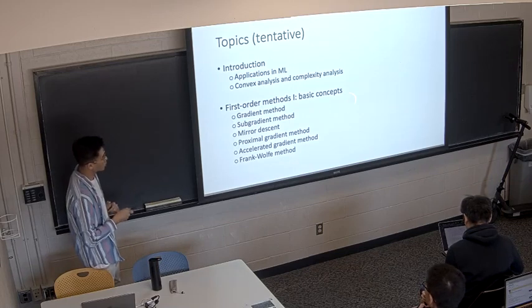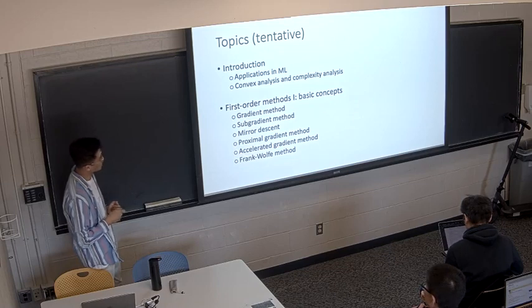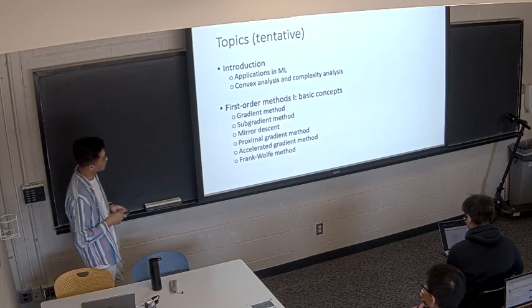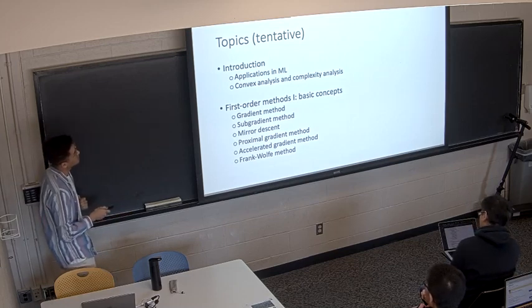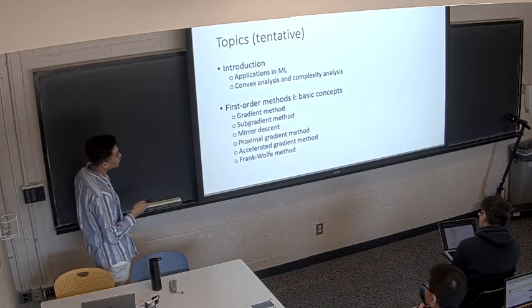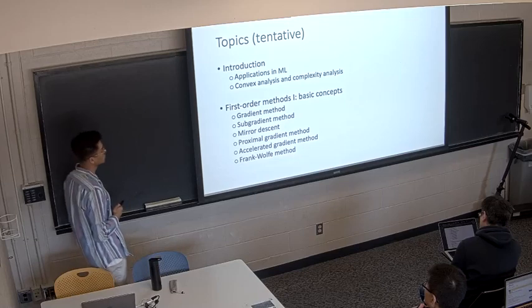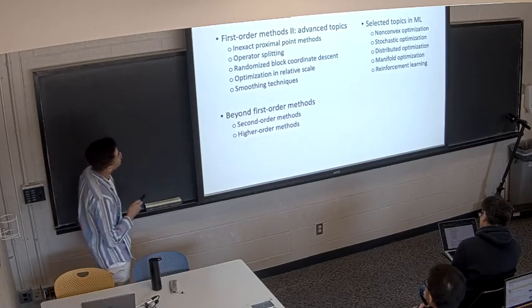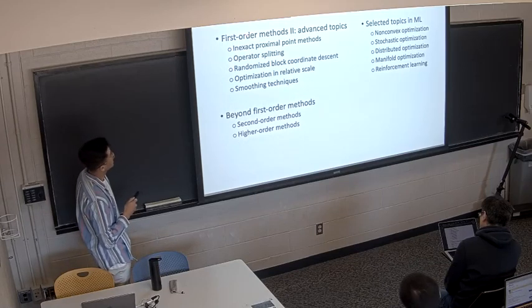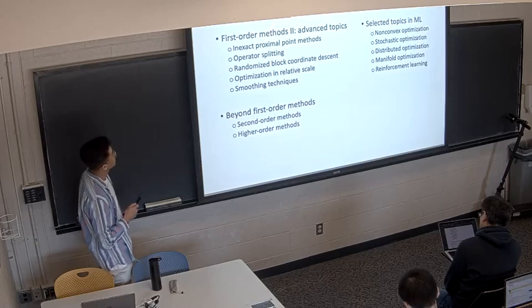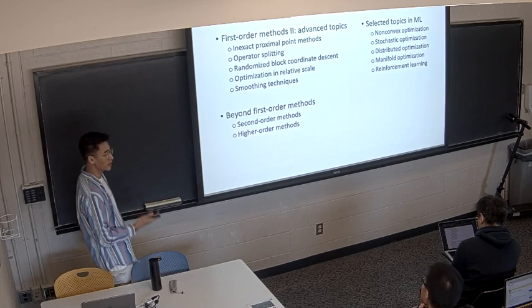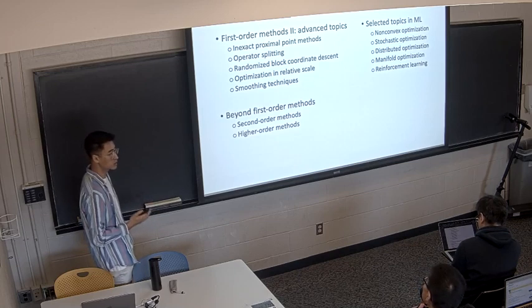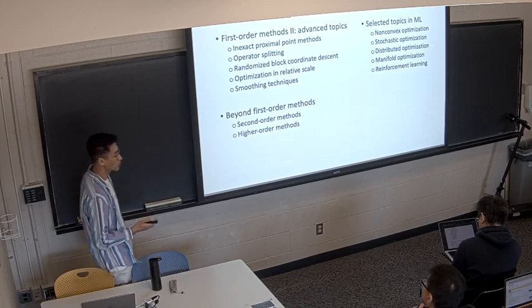All these are classical results. Most of them were developed in the last century. But these are oldies but goodies. There are some very useful results. We will also talk about advanced, more recent results in first-order methods. For example, the inexact proximal point method. This is a framework of many well-known algorithms in continuous optimization. I will give you concrete examples later, but just to name a few.